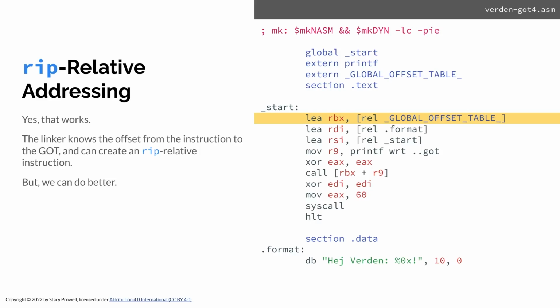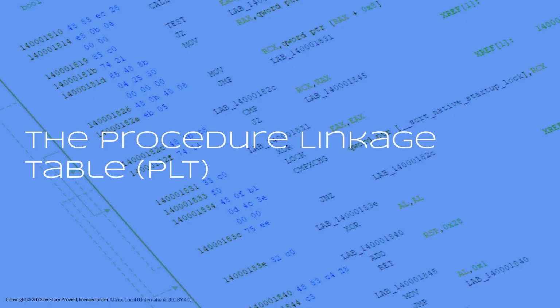Or maybe not. Let's think about this a little more. RIP relative addressing is great. It makes the GOT much easier to use, but we still have to have the GOT. Maybe there's a better way. What if we solved our table problem by creating another table? That sounds like a good idea, right?